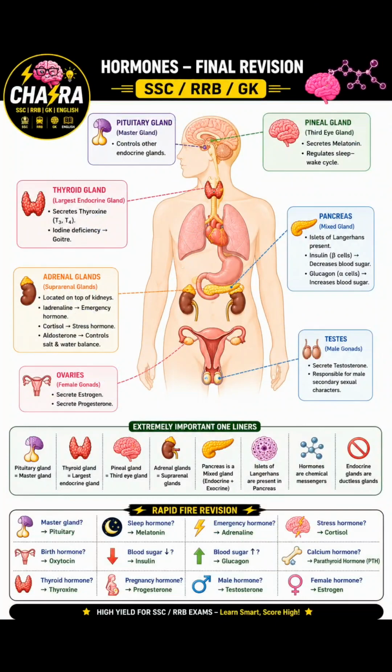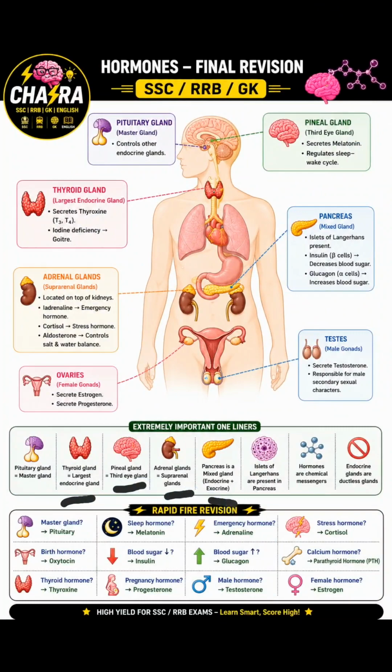Now, to say like a bullet point, here I have given extremely important one-liners so that you can revise quickly. Now, see, the pituitary gland is also called the master gland. Thyroid gland is called the largest endocrine gland. Pineal gland is the third eye gland. Adrenal, suprarenal.